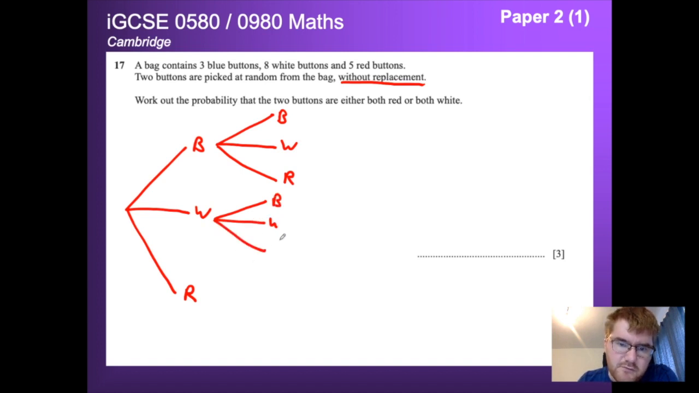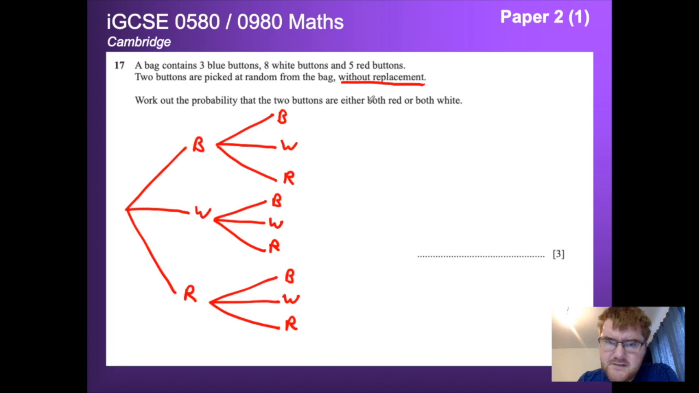Now this looks quite bewildering at first, a bit crazy, like we have to work out everything, but we just need to think which situations we actually want to work out. So let's go through this. The first part is, how many buttons do we have in total? Well, we've got 8, 11, 16 buttons. So the probability of getting a blue button is 3 out of 16. Now I'm still going to write this as an unsimplified fraction, so 8 out of 16 here, and then 5 out of 16 there. And now we just need to consider the situations we want, which are two buttons either both red or both white.